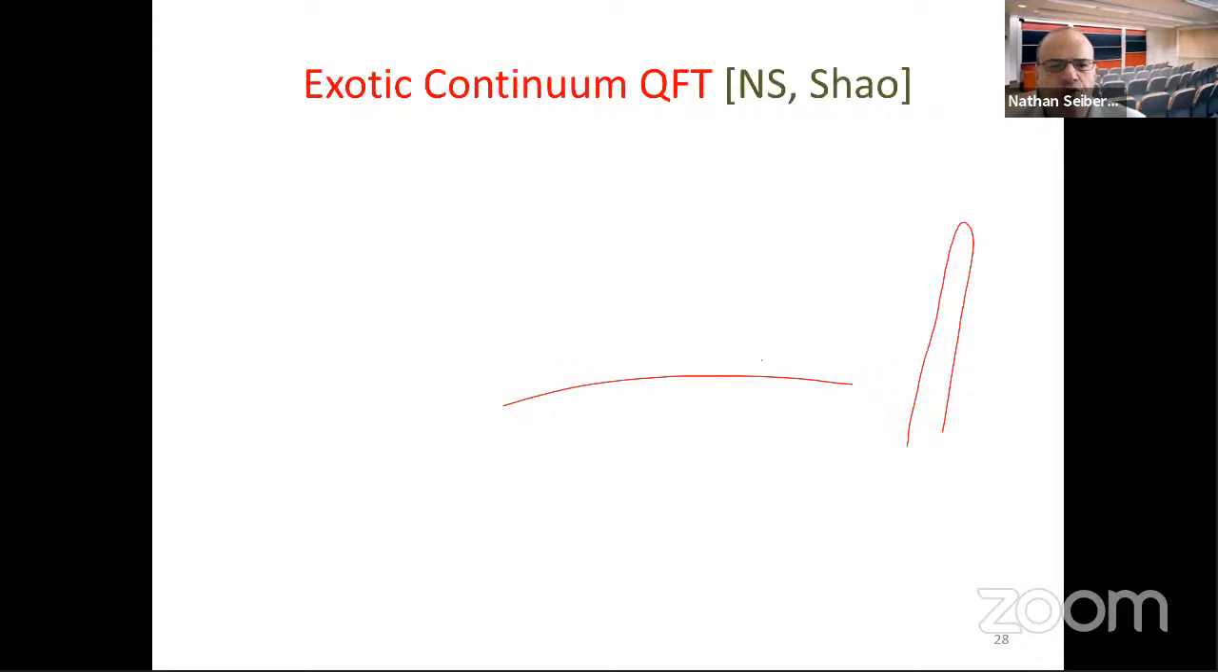So this is the research I embarked on with a fantastic postdoc, Shu-Heng Shao. And we found some way of extending what we normally do in continuum quantum field theory, such that we can accommodate these theories. And our theories had several new elements in our continuum theory.